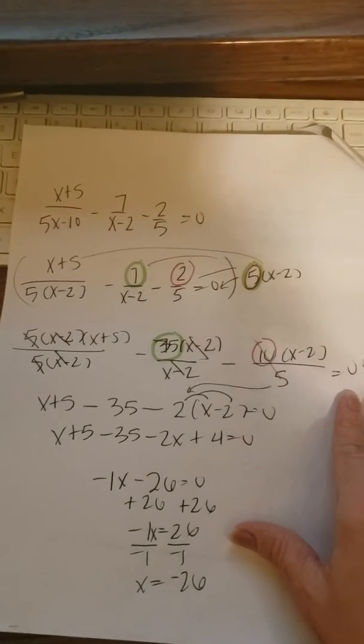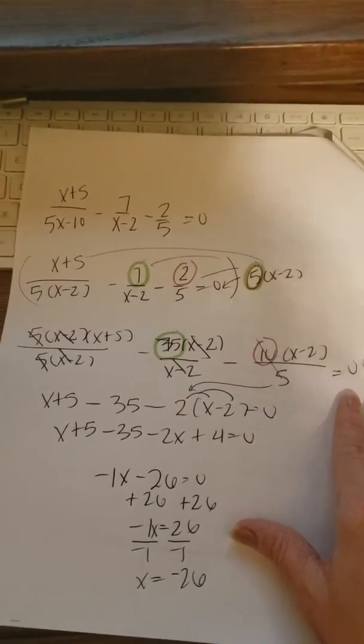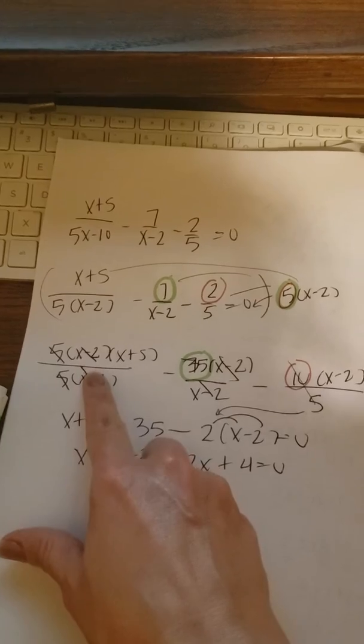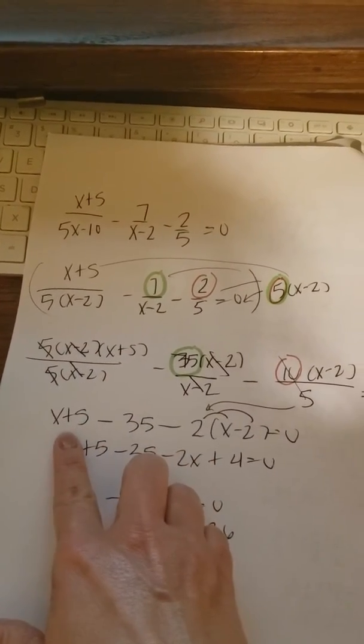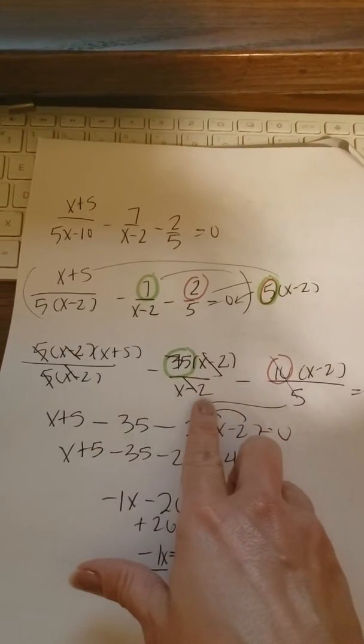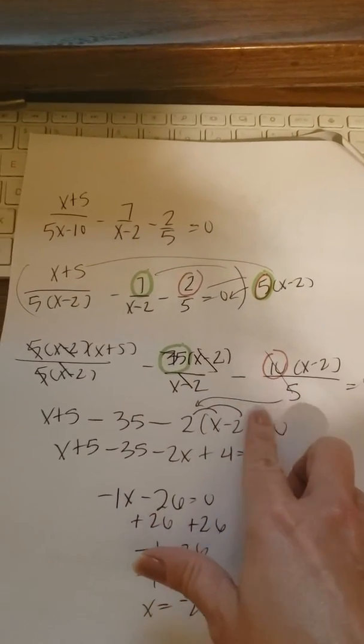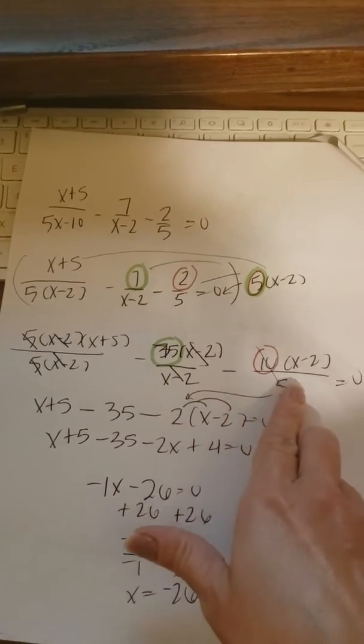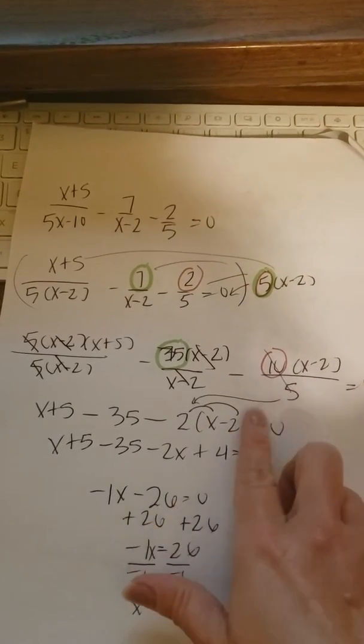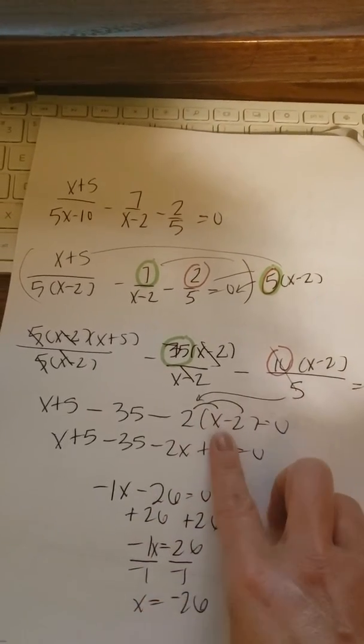Then you're going to see me cancel everything that can be canceled, basically. X minus 2, x minus 2, 5 and 5 gave me the x plus 5. X minus 2 gives me just the minus 35. The 10 divided by 5 is where I'm getting this 2. The x minus 2 doesn't get to cancel in this case.